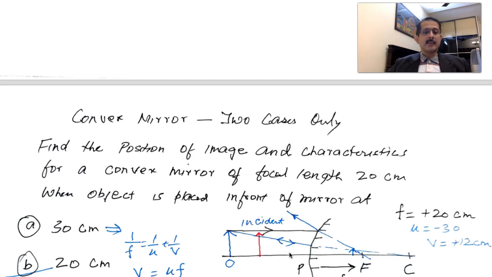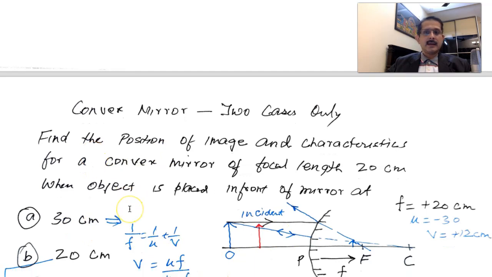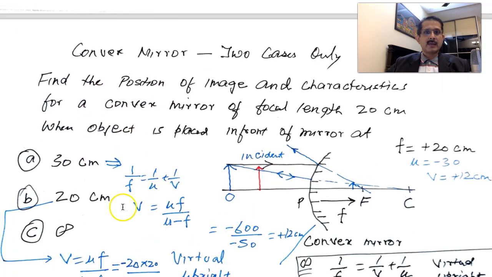Second is any point, but not at infinity, right? So let's put this question again: find the position of image and characteristics for a convex mirror of focal length 20 centimeter when object is placed in front of mirror at 30 centimeter, 20 centimeter, infinity. In fact, these two cases would be the same cases, and this is just for explanation and illustration.